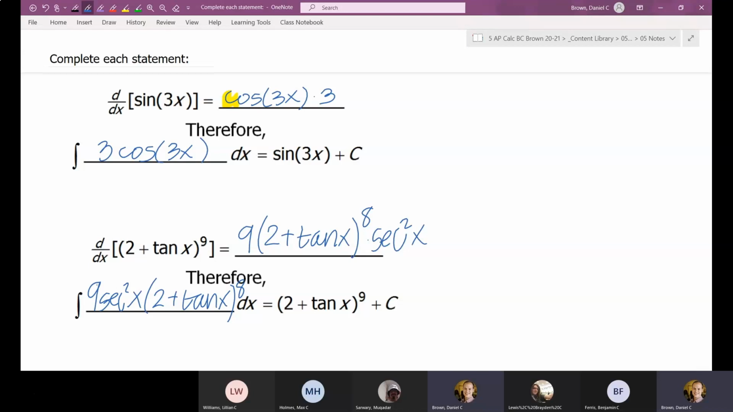Since that's not always easy to see, there are going to be some examples we look at today where we can just look at it and imagine what undoing the chain rule will look like. But then there are going to be other problems where we want to have a set process of how we do U sub.